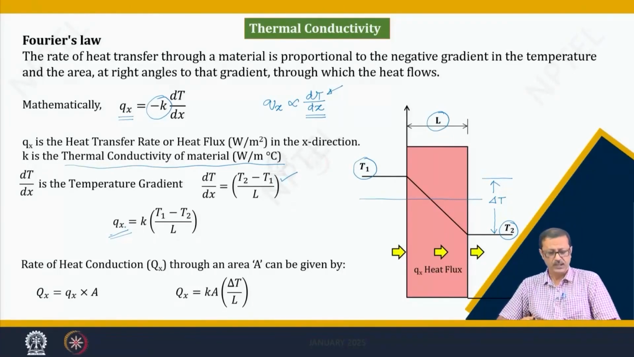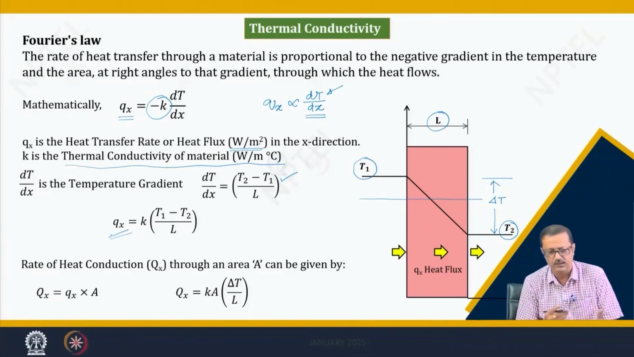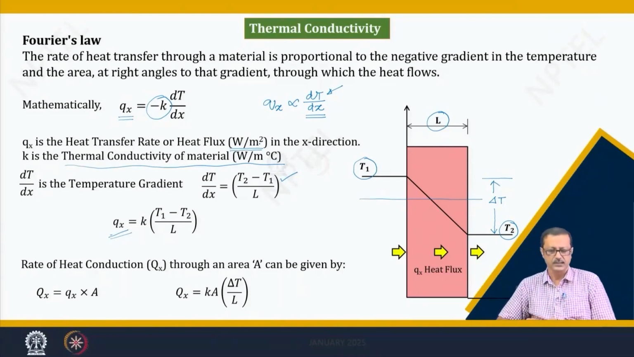Now, if I multiply this Qx by A, because Qx is the heat flux, it is watt per meter square. As we all know, in the first lecture we discussed that the watt is the rate of energy passing from one point to another, that is joule per second. So, per meter square area of the envelope or any object, how much heat is passing through per second, that is your heat flux, that is your Q.